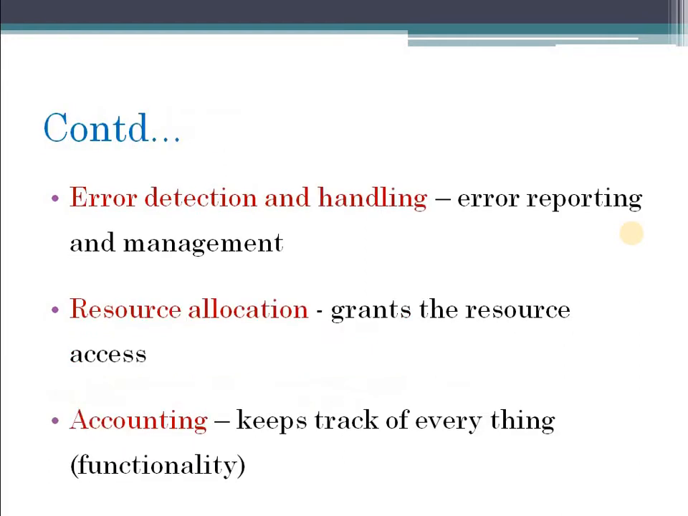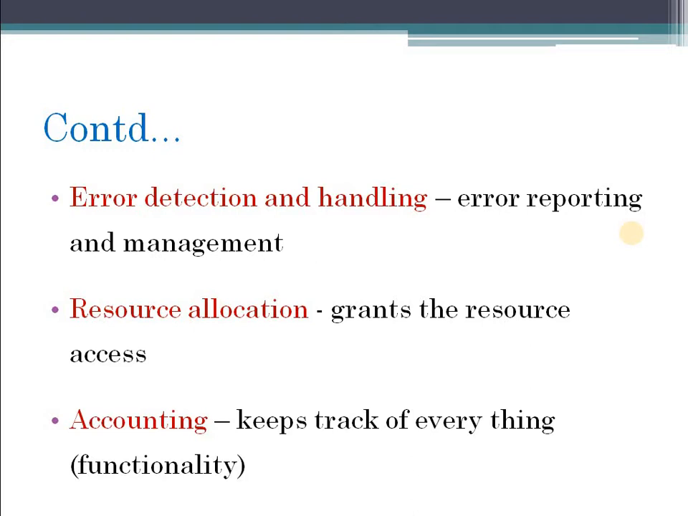Next, error detection and handling. This is also part of the operating system. If any error occurs in the computer system, then the OS tries to solve that. If it is not able to solve it on its own level, it will report to the user, because if user intervention is required, it will ask for the user's attention and instructions. So it reports the error and also tries to manage it, if it is easily manageable.